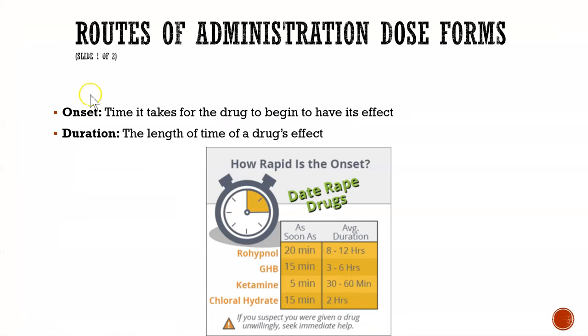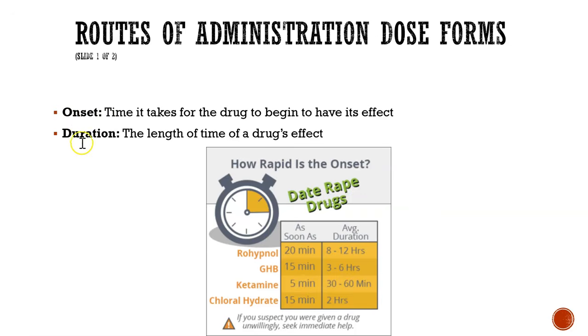Now, when we look at onset and duration, onset means how long it would take for the drug to start working. For example, if you think of date rape drugs, there are some drugs like ketamine. As soon as you take that drug, as soon as they put it in your drink and you drink it, within 5 minutes it kicks in and they can rape you, unfortunately.